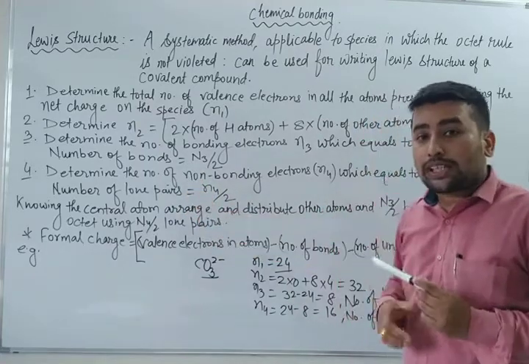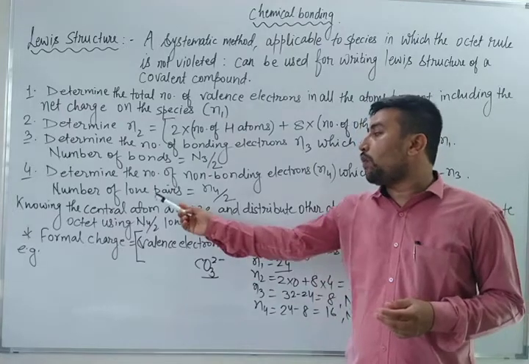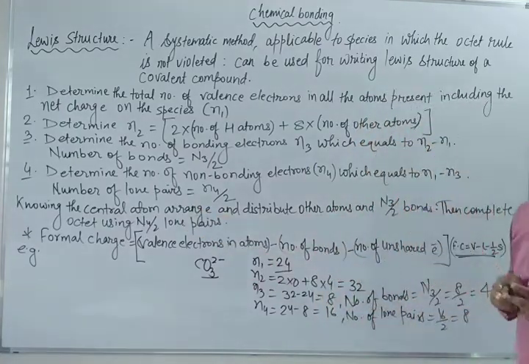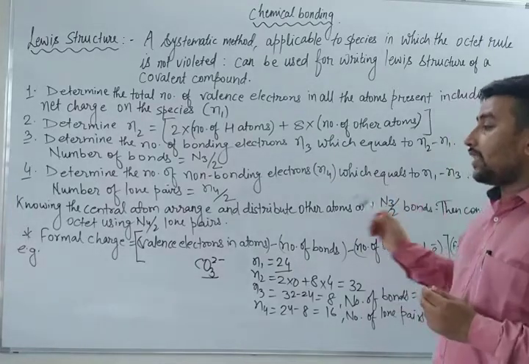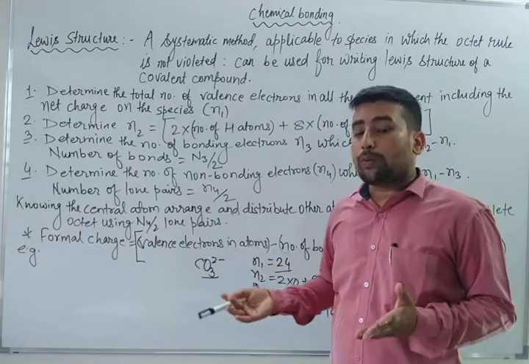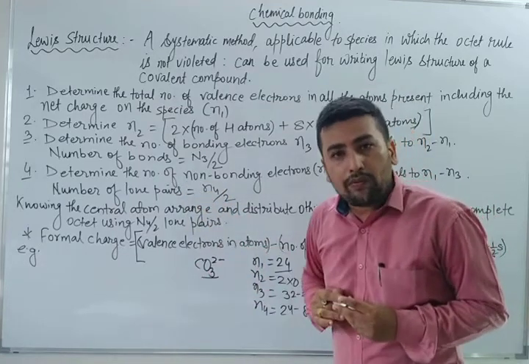After that, you have to calculate the number of lone pair of electrons. For calculating the number of lone pair electrons, you can see here it's written N1 minus N3. The value of N4 will be N1 minus N3, and for the number of lone pairs, you will get the value of N4, then the number of lone pairs will be N4 upon 2.